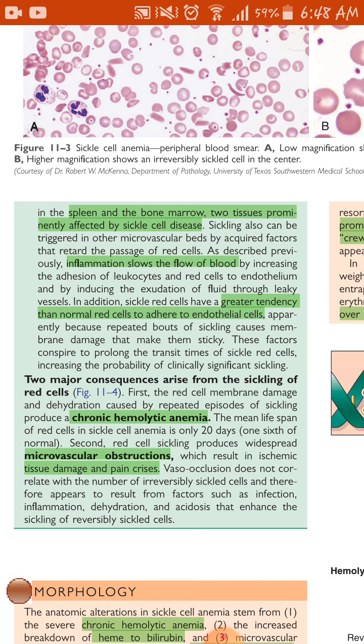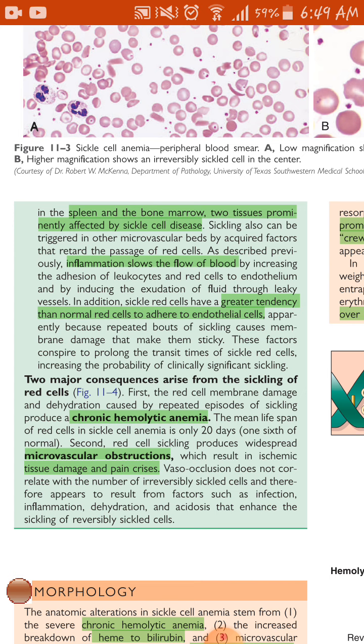Now, there are mainly two consequences which arise from the sickling of the red blood cells. When there is sickling of the red blood cells, then the lifespan of the red blood cells becomes short, just 20 days. So the person will suffer from chronic hemolytic anemia.